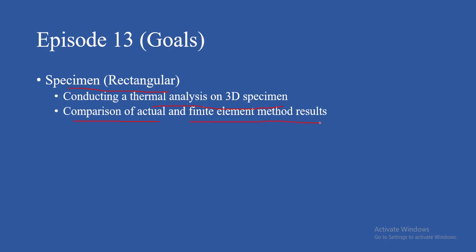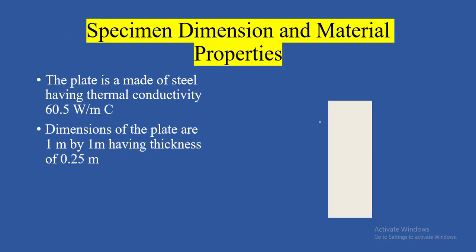Let's discuss the specimen dimensions and the material properties that it includes. This is our specimen. The plate is made of steel having thermal conductivity 60.5 watt per meter degree Celsius. The dimensions of the plate are 1 meter by 1 meter, having thickness 0.25, which means that this is our 0.25 thickness and the rest is 1 by 1.